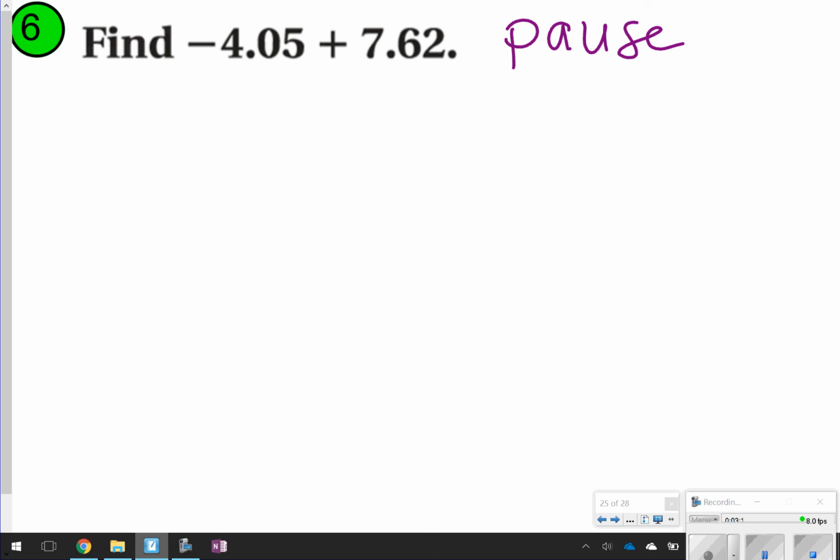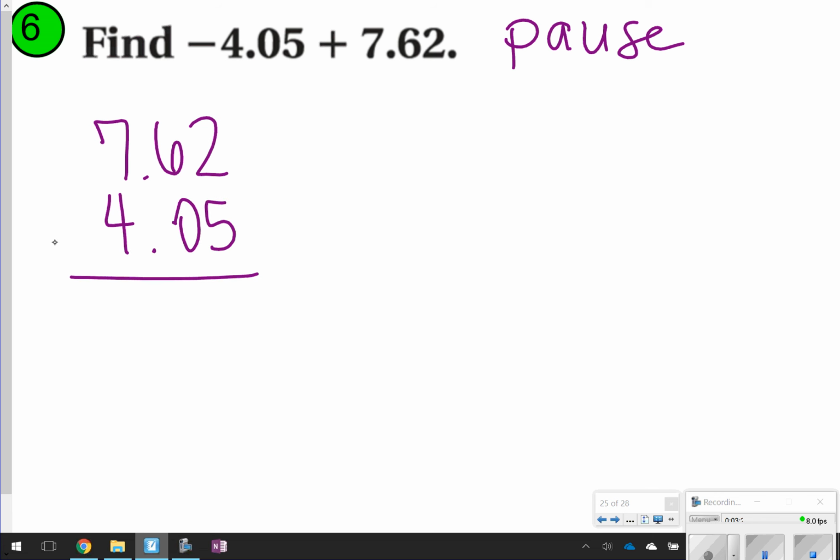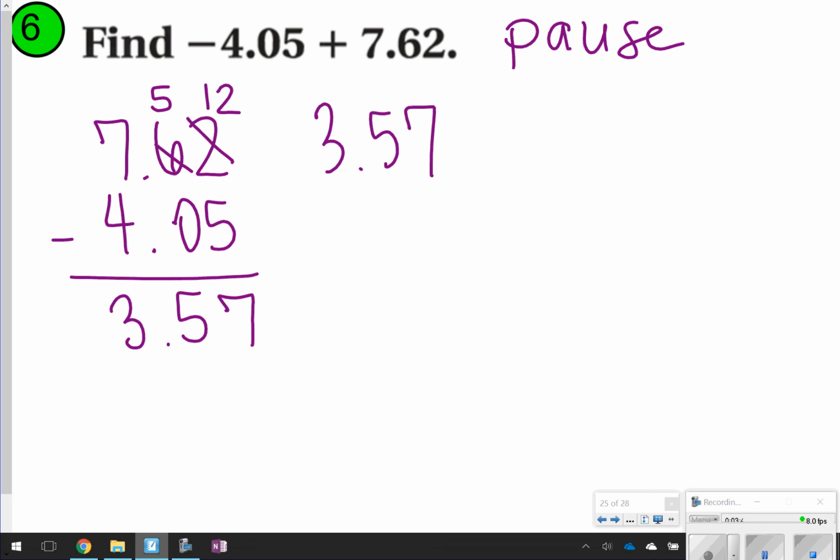All right, so how we do number 6, they're different signs, so different signs, subtract. When I'm setting up my subtraction, 7.62 needs to go on top because it's the bigger number, and then 4.05 goes on the bottom. I do need to borrow, so that becomes a 5. This will become a 12. 12 minus 5 is 7. 5 minus 0 is 5. And then 7 minus 4 is 3, so I get 3.57. My 3.57 is going to stay positive because my largest value is also positive, so I'm done with number 6.